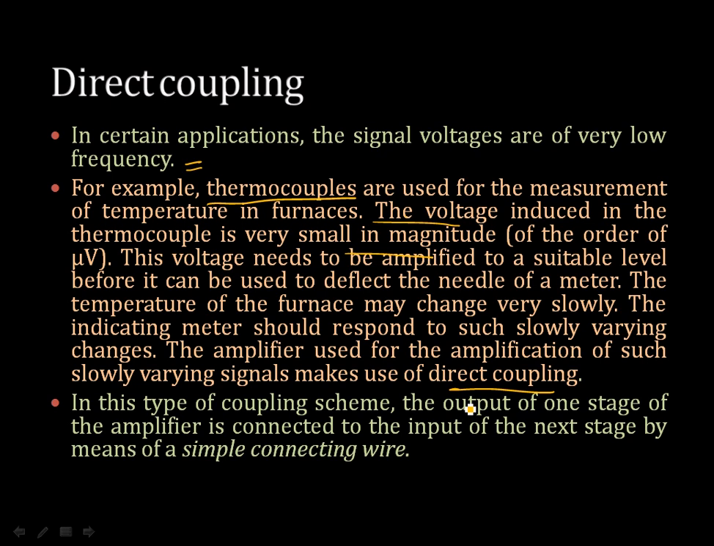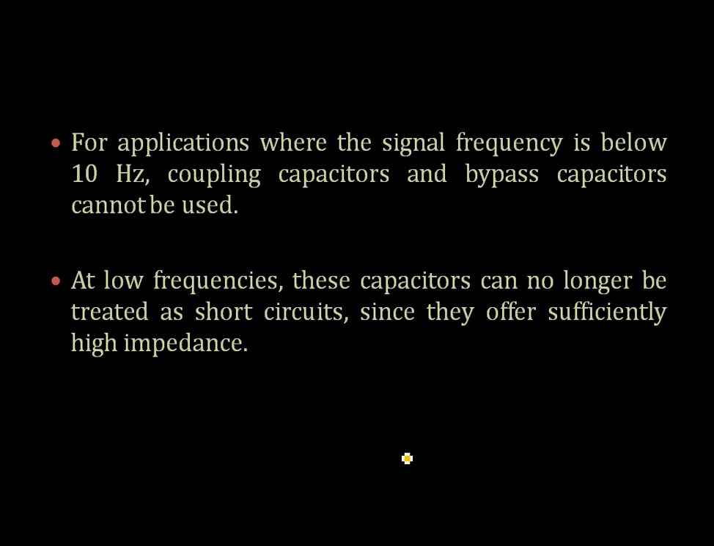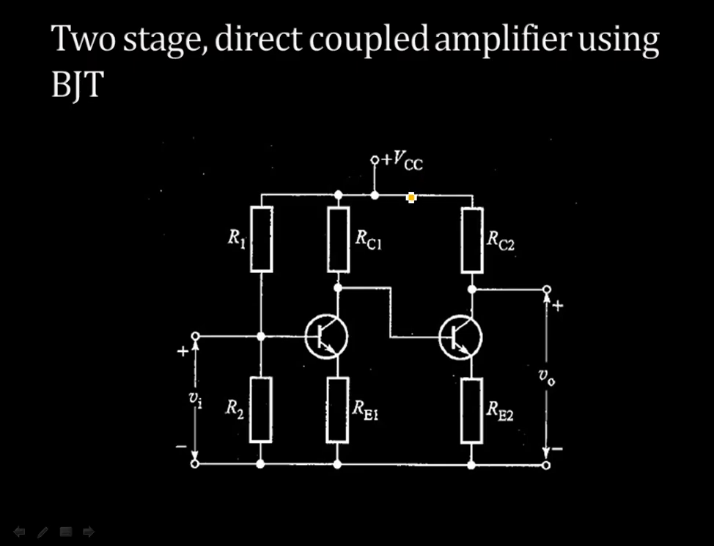Because with RC coupling you saw the disadvantage: for lower frequencies the gain is decreasing below a particular frequency. In this type of coupling scheme, the output of one stage of the amplifier is connected to the input of the next stage by means of a simple connecting wire. For applications where the signal frequency is below 10 Hz, coupling capacitors and bypass capacitors cannot be used, as I just mentioned. At low frequencies, the capacitors can no longer be treated as short circuits since they offer sufficiently high impedance.